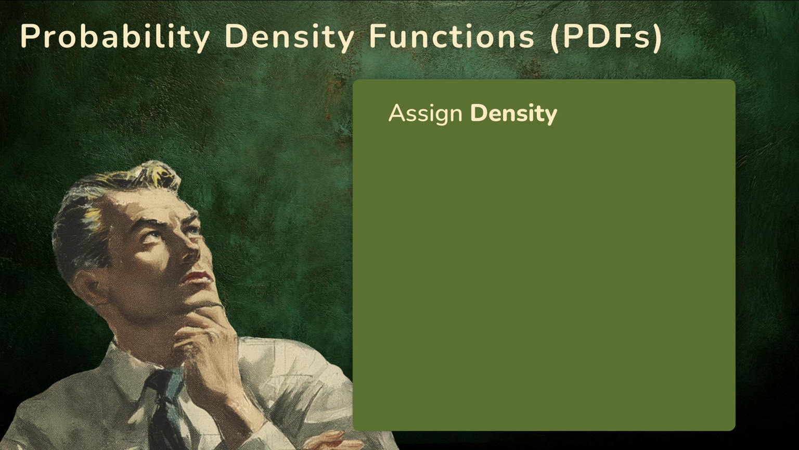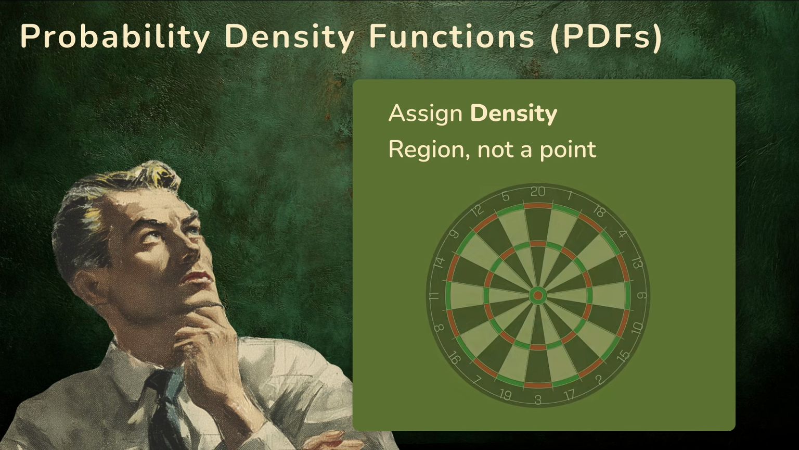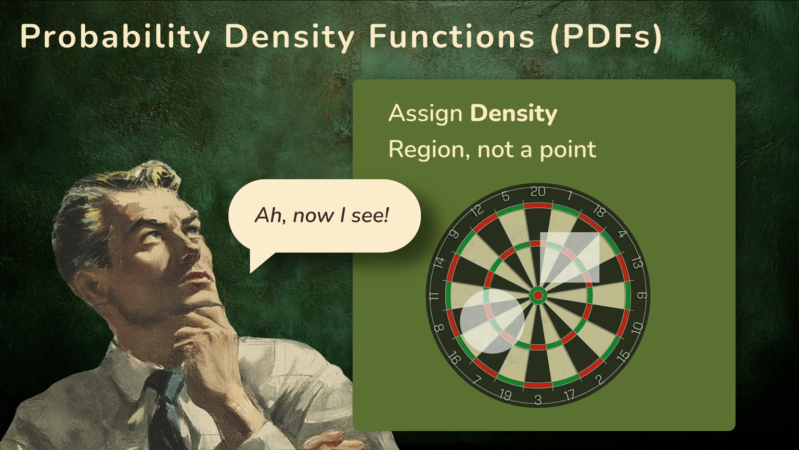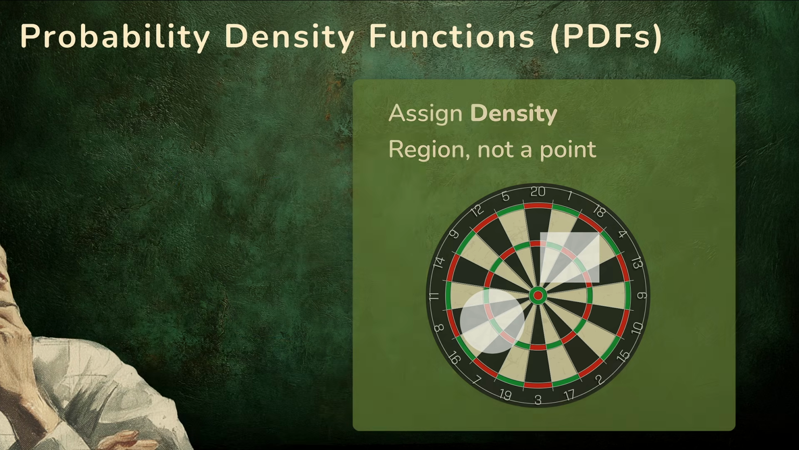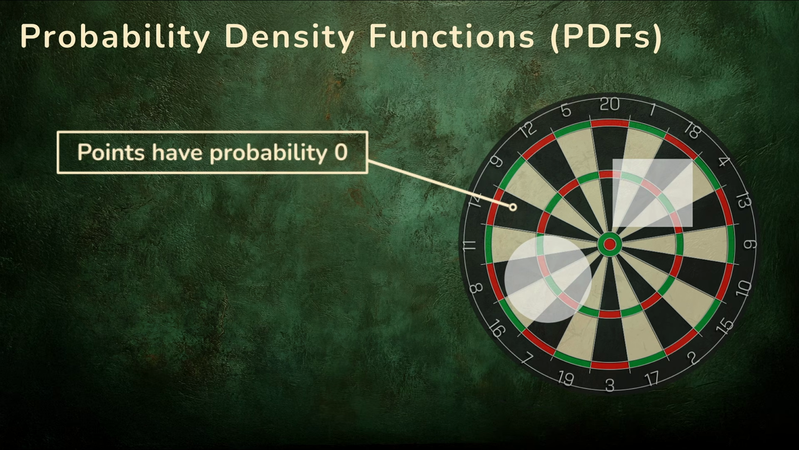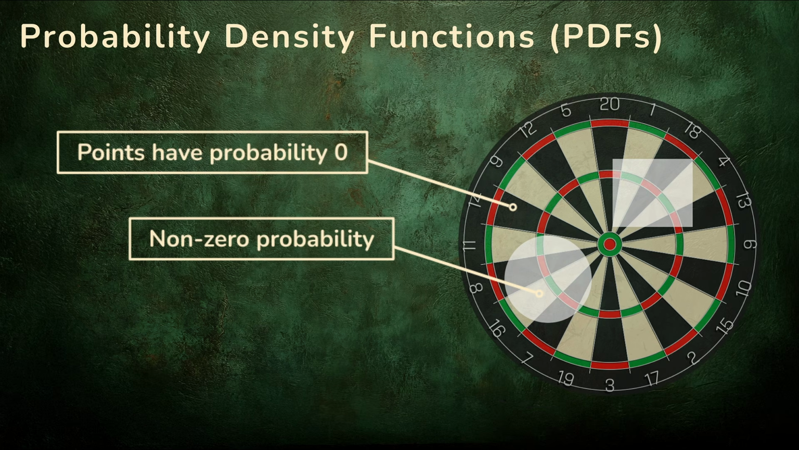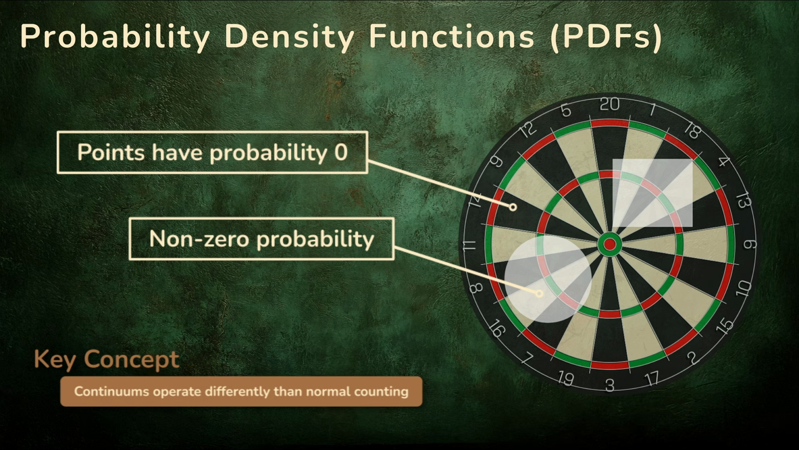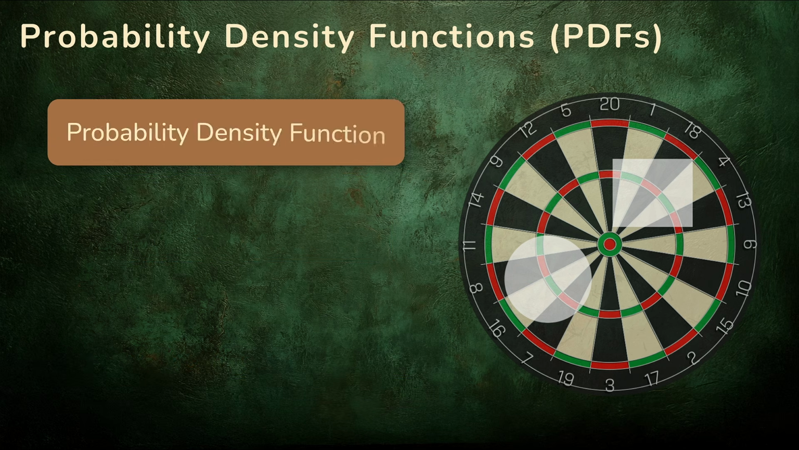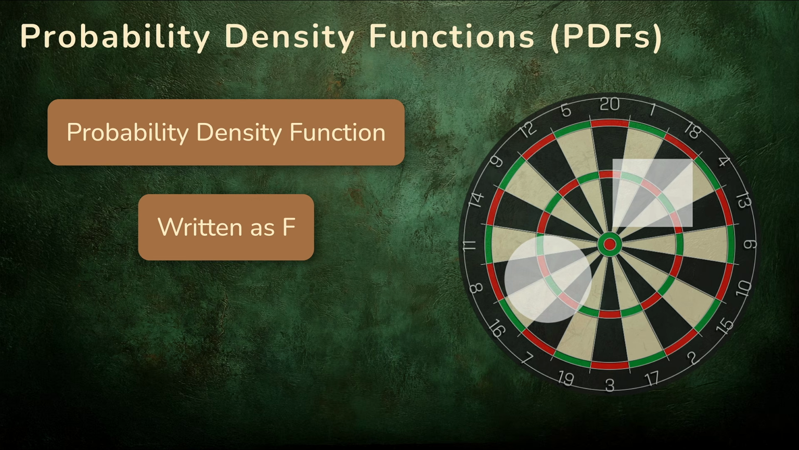To get a probability, you don't look at one point. You consider a region like a small square or a circle, and you combine the densities in that region. That's how we find the probability of the dart landing somewhere in that area. It can feel counterintuitive at first. Every single point has probability 0, but whole regions have non-zero probability. That's because we're dealing with a continuum, something we don't encounter in everyday counting. But that's why, with continuous random variables, we use a probability density function, often written as f, because it's the density we integrate to find probabilities of regions.